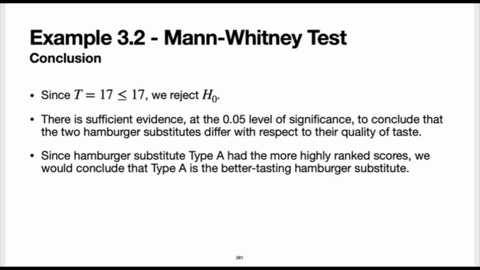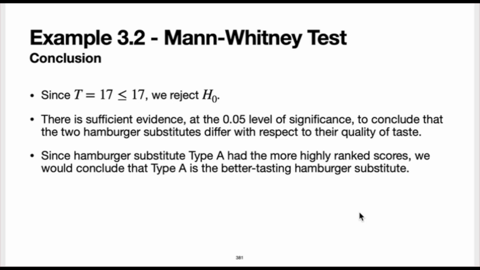And we can conclude then that there is sufficient evidence at the 0.05 level of significance to conclude that the two hamburger substitutes differ with respect to their quality of taste. And since hamburger substitute A had the more highly ranked scores, remember 1 meant best, 10 meant worst, we would conclude that type A is the better tasting hamburger.